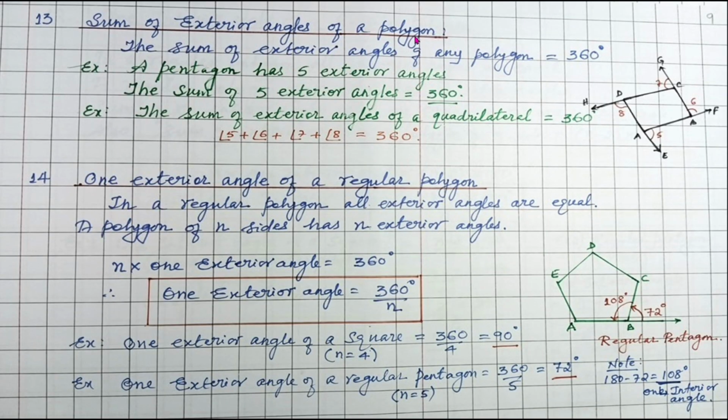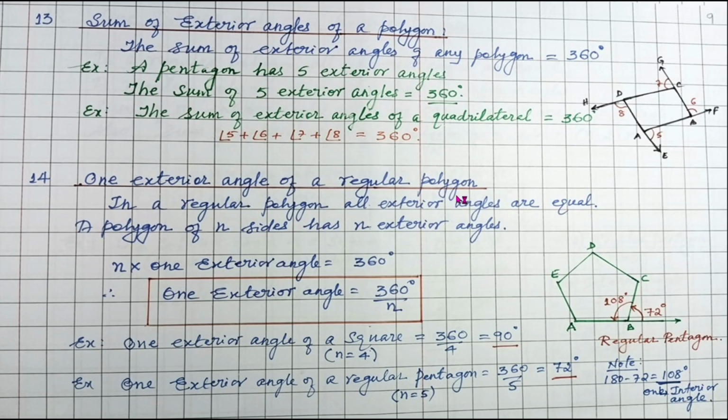The sum of exterior angles of any polygon is 360 degrees. For example, a pentagon has 5 exterior angles, and the sum of the 5 exterior angles is 360 degrees. If you take a quadrilateral, the sum of the exterior angles of a quadrilateral is also 360 degrees. Here angle 5, angle 6, angle 7, angle 8 are exterior angles, and the sum of them is 360 degrees. Rather, the sum of the exterior angles of any polygon is 360 degrees.